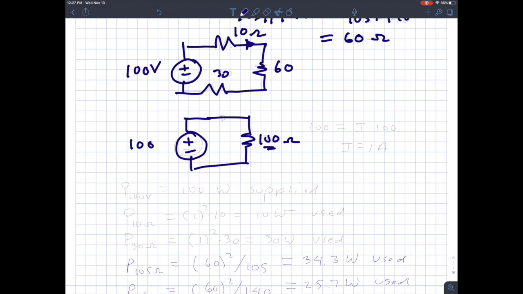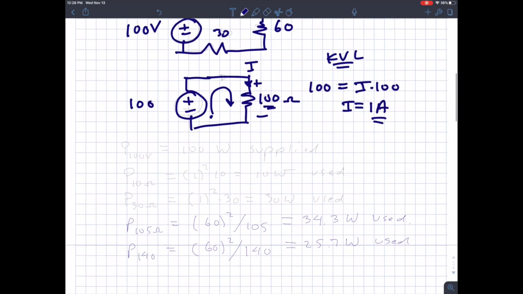From there I can write a KVL equation around the loop. If I start here and move in this circle, I would see a rise of 100 volts, and then the drop across this resistor is just from Ohm's law. That would be I times 100. So that tells me that I is 1 amp.